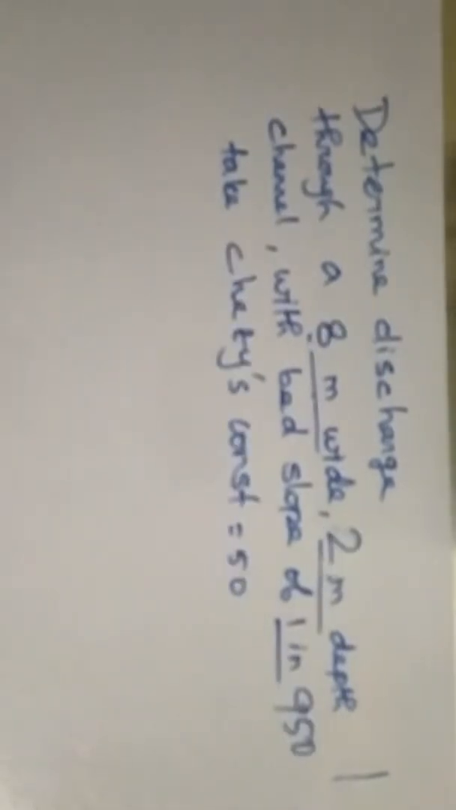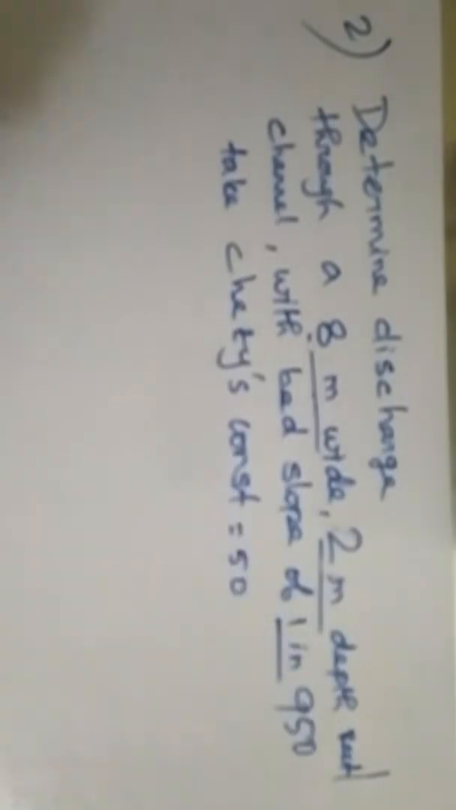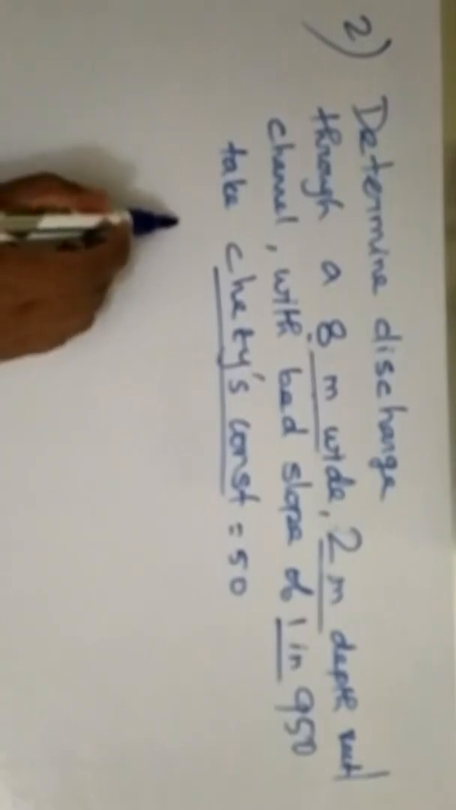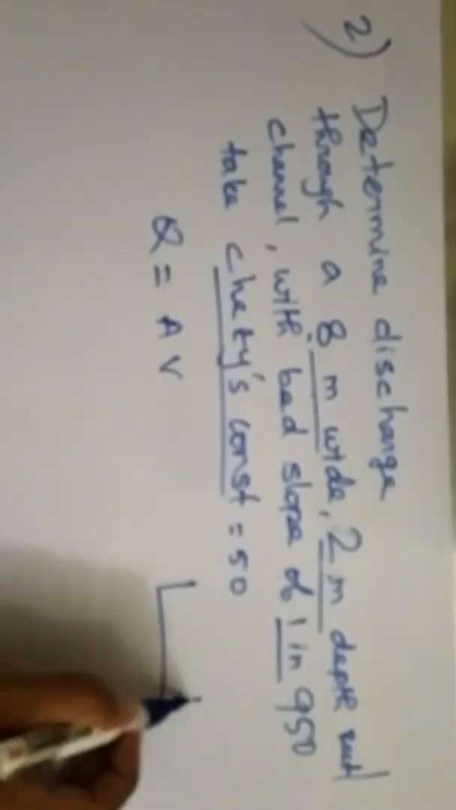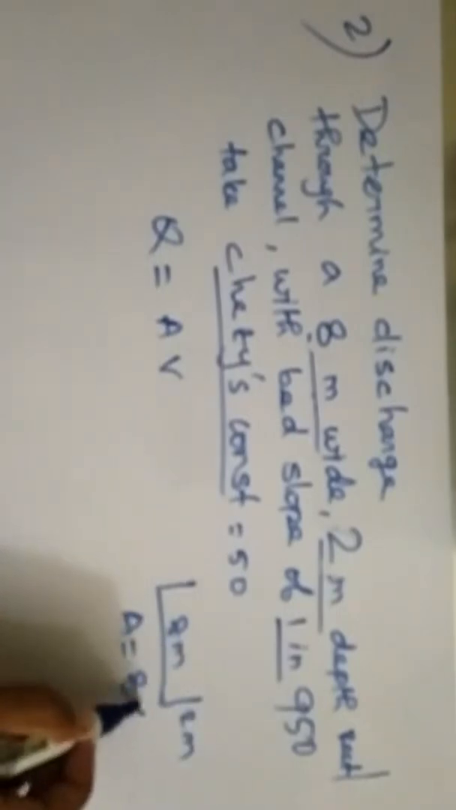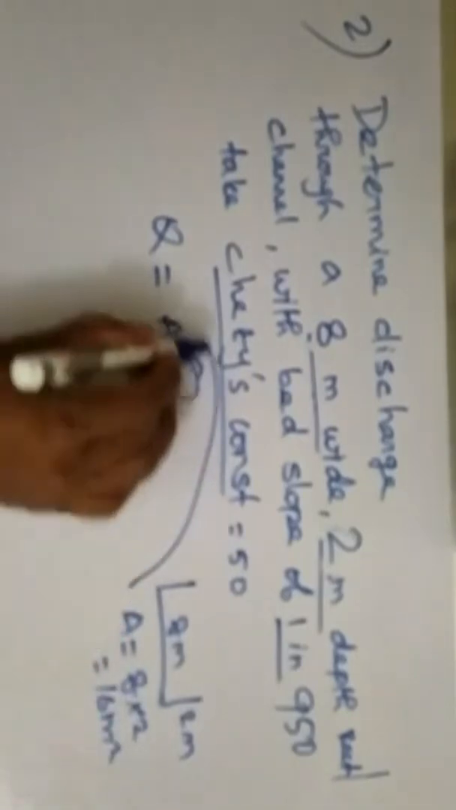Here is the second problem. Determine the discharge through an 8 meter wide and 2 meter deep rectangular channel with a bed slope of 1 in 950. Take Chezy's constant equal to 50. It's a very direct formula because here they have given Chezy's constant. They are asking for discharge. I know discharge is area times velocity. It's a rectangular cross section with width 8 meter and depth 2 meter, so area is 8 into 2, 16 meter square. But I don't know the velocity. If I know velocity, then the problem is over.